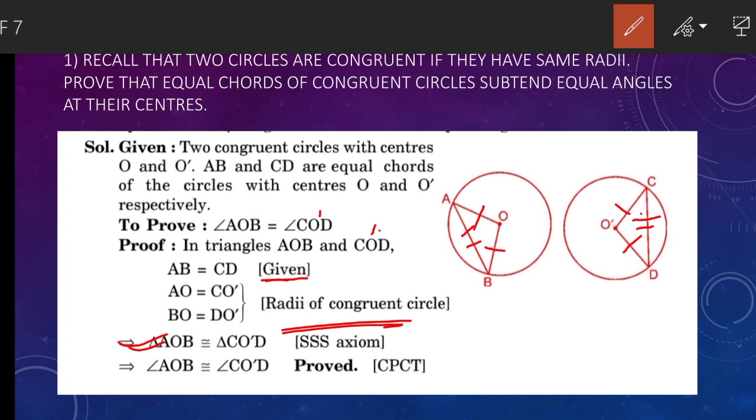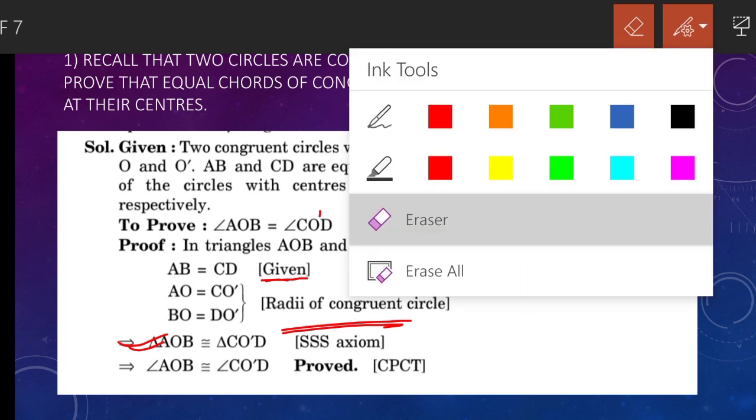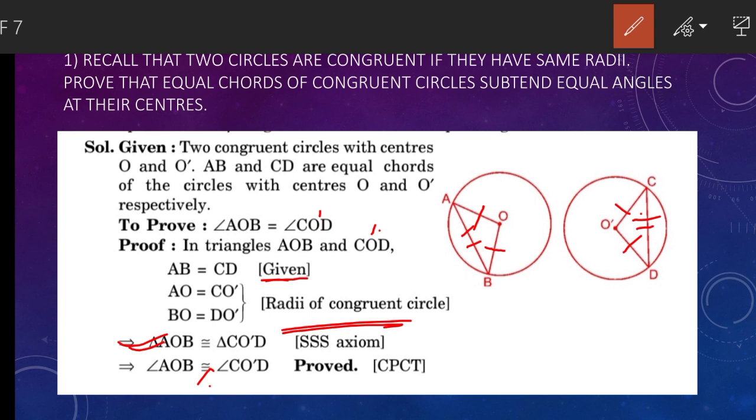Since the triangles are congruent to each other, we can say that the angles are equal to each other. That means angle AOB is equal to angle CO dash D, by CPCT, that means corresponding parts of congruent triangles. So first we prove that the triangles are congruent, and then we prove by corresponding parts of congruent triangles that the angle at the center is also equal. So this was our first sum.